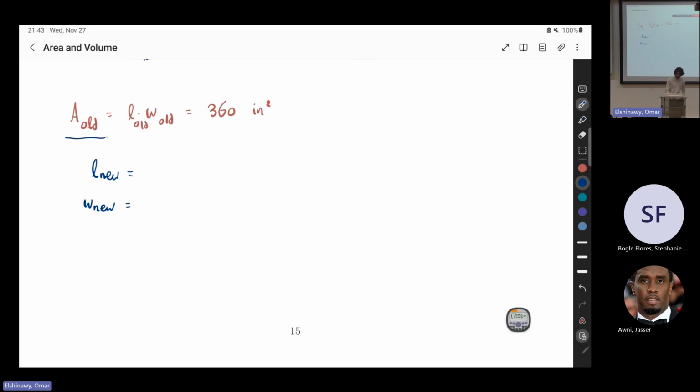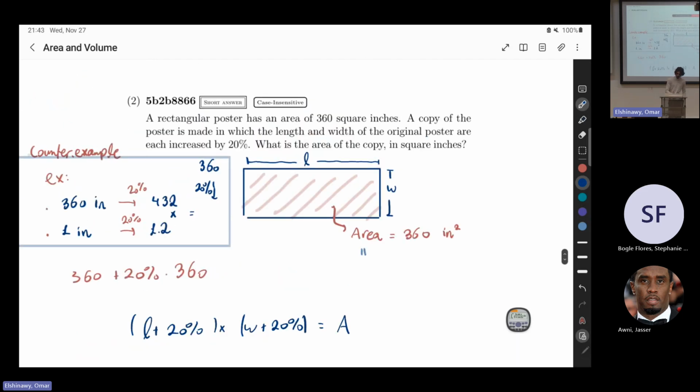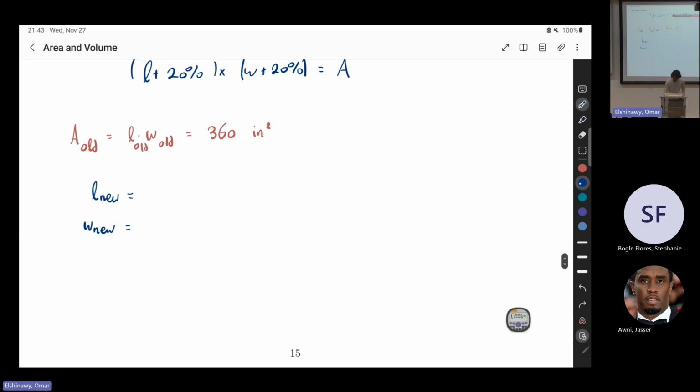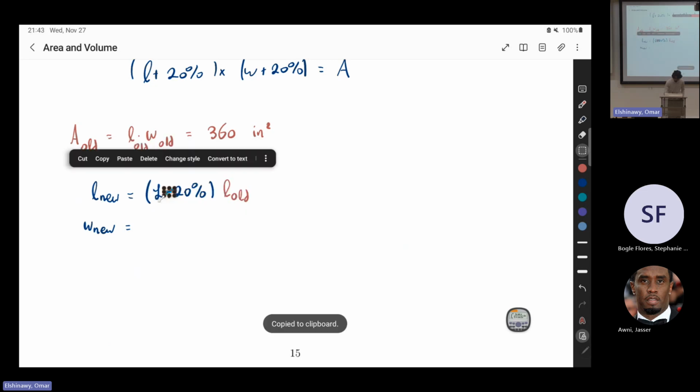No, I'm not asking about the area. Let me be more precise. I'm saying for the length, it's like 360 inches plus 20% of 360. Yes, that would be true if you're just considering this example. I want to take a general example. In this case, this will be 100% correct. So L new would just be 20% extra of the old L. You see, I'm not using any numbers. That's what I really wanted to do. And the same thing I can do here.